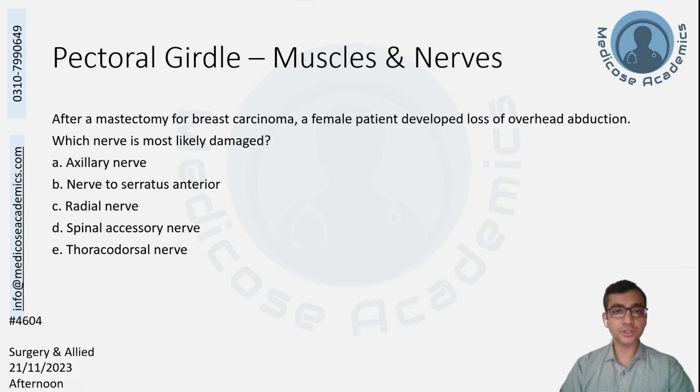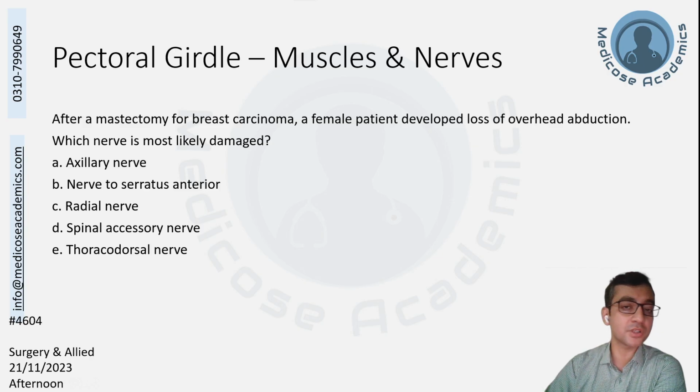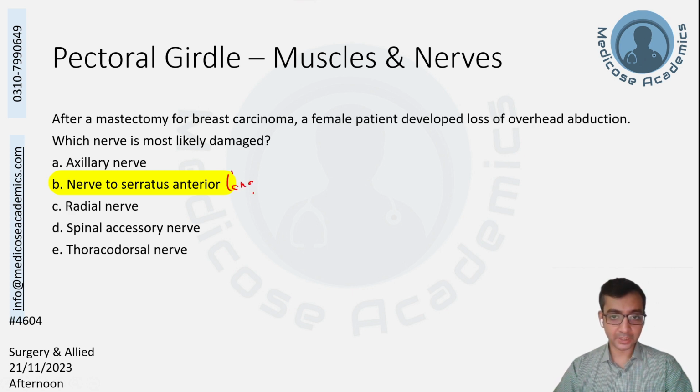Let us move to the next question. After mastectomy for breast carcinoma, a female patient develops the loss of overhead abduction. Which nerve is most likely damaged? The options given are axillary nerve, nerve to serratus anterior, radial nerve, spinal accessory nerve, thoracodorsal nerve. The correct answer here is nerve to serratus anterior, which may be asked as long thoracic nerve.